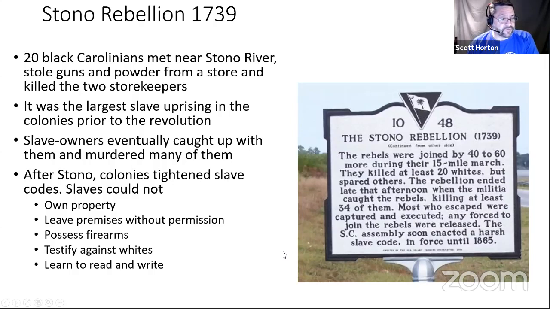And of course, the most radical or drastic way of resisting slavery is rebellion. The Stono Rebellion is the largest slave rebellion in the colonial era, and this happens down in South Carolina. After Stono, the colonies tightened up their slave codes, and you can see the list of things that slaves no longer could do. Generally speaking, slave rebellion was something that slave owners were often paranoid about, especially in the Deep South, where in some places slaves actually outnumbered the white slave owners. So this would be the most drastic example of resisting slavery.